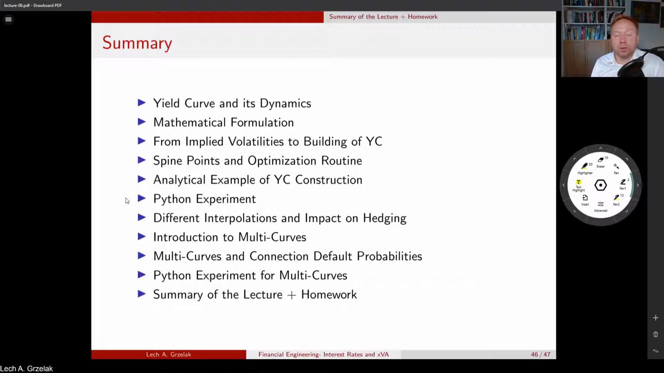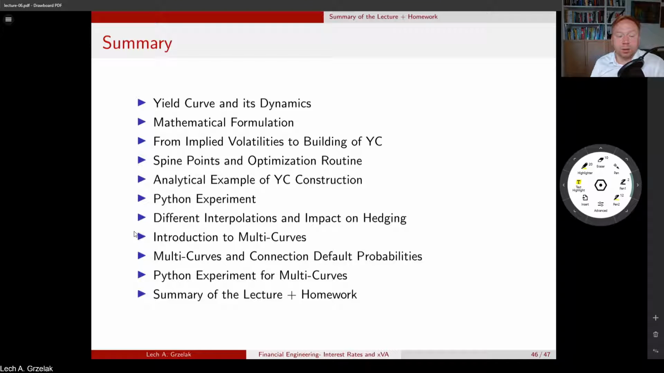Then, of course, the Python experiment, when we went through the code, and I explained the main important elements of this code and how possibly you can extend it. We also extended this code once we talked about multicurves. The next task was to develop the framework for hedging. What is the impact of different interpolations? That was an important subject, not only from a theoretical perspective, but also very practical.